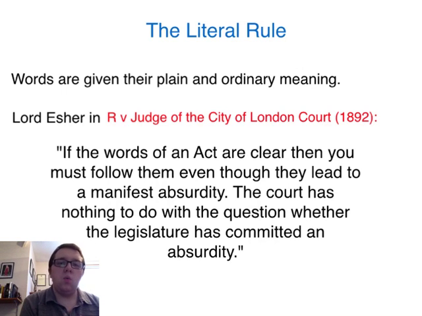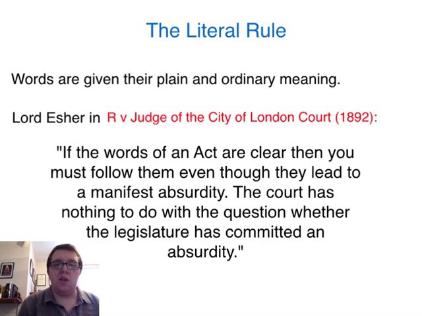Now this is where words in the Act are given their plain and ordinary meaning. And to really emphasise this, if we look back to the comments of Lord Esher in the Crown and Judge of the City of London Court 1892, he said, "If the words of an Act are clear, then you must follow them, even if they lead to a manifest absurdity." Now what he went on to say is that it's Parliament, the supreme legislative body in the UK, that has the authority to make laws.